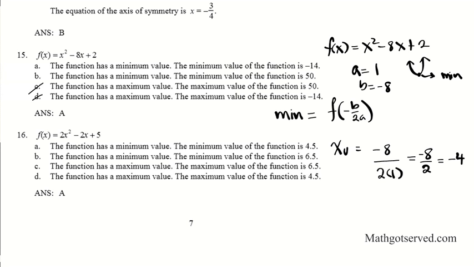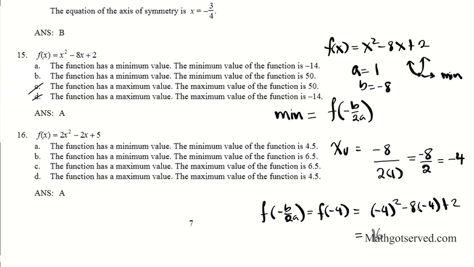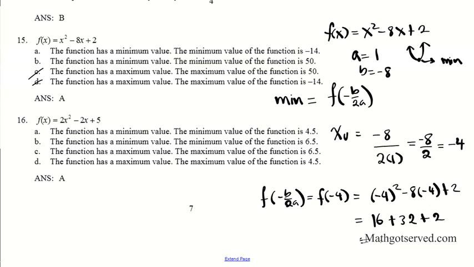Okay? Am I done? Absolutely not. I need to plug it back into the original problem. So f of negative b over 2a is f of negative 4, which is negative 4 squared minus 8 times negative 4 plus 2. Negative 4 squared is 16, minus 8 times negative 4 is positive 32, plus 2. So we're going to have 16 plus 34, which is equal to 50. So this is our minimum value. So the minimum is 50. Alright, so the answer is option B.